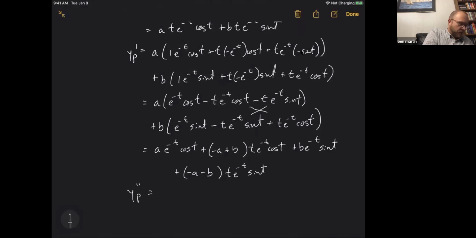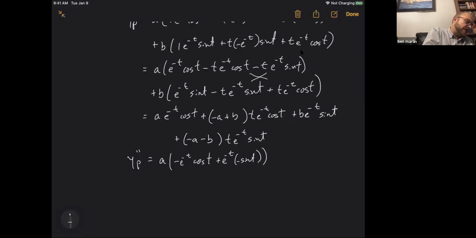Now we're going to do it again. So bear with me as we try to finish this out. So I have an a times minus e to the minus t cosine t, and then a plus e to the minus t, and the derivative of cosine is minus sine. So I'm going to want to tidy that part up as we go along here. And then plus quantity minus a plus b, t e to the minus t cosine t.